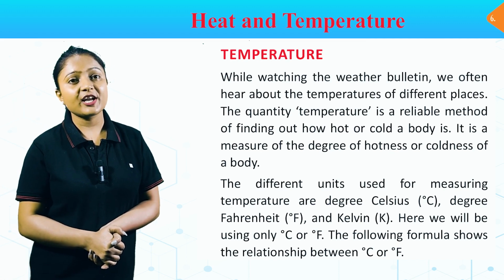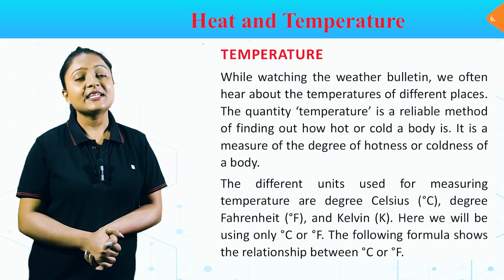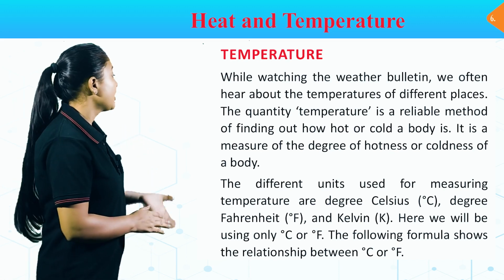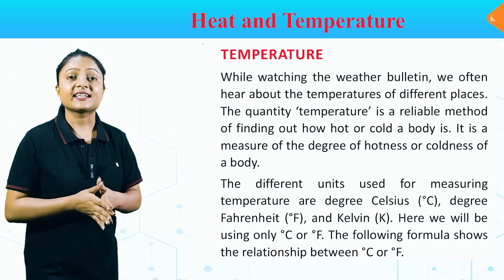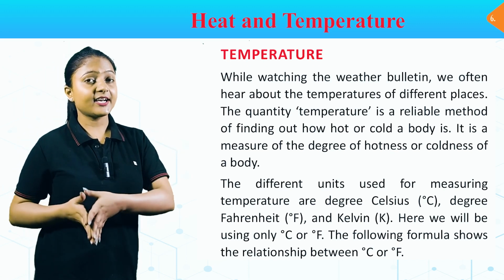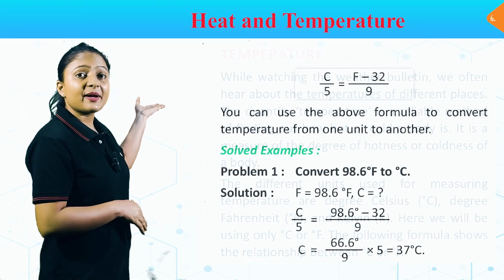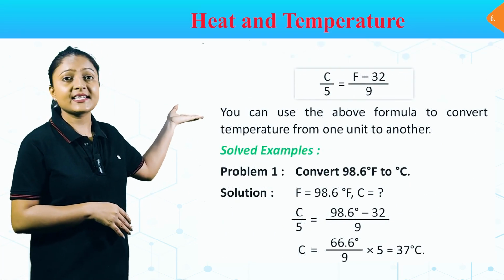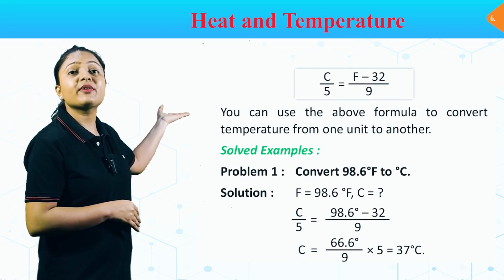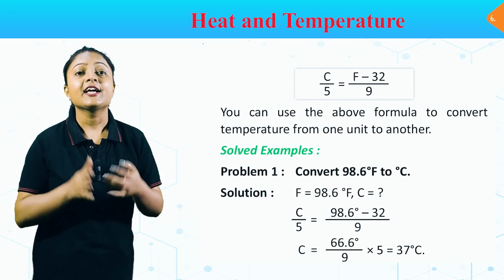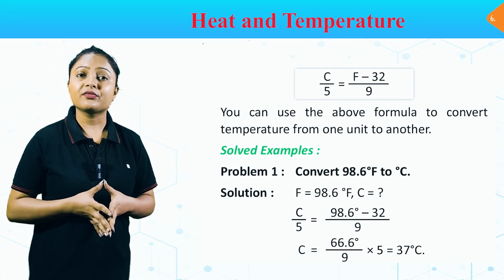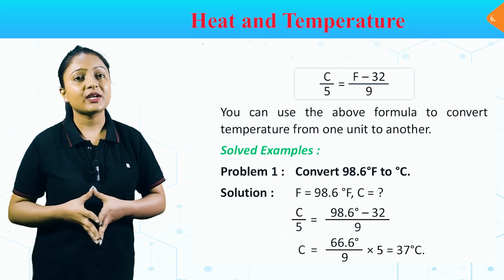The following formula shows the relationship between degree Celsius और degree Fahrenheit. तो इस फॉर्मूला से हम पता लगा सकते हैं कि कितने डिग्री में कितने फ़ारेनहाइट्स होते हैं और कितने फ़ारेनहाइट्स में कितने डिग्री सेल्सियस होता है. C/5, where C is for Celsius, is equal to (F-32)/9. You can use the above formula to convert temperature from one unit to another.